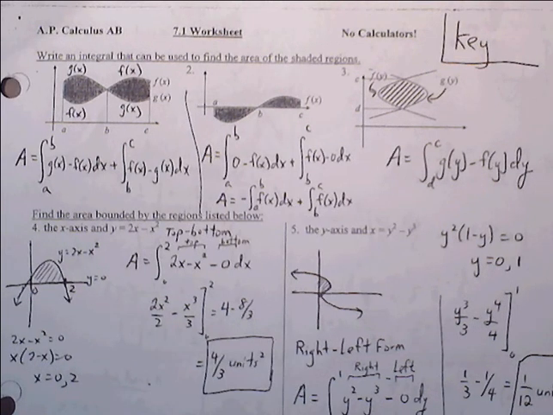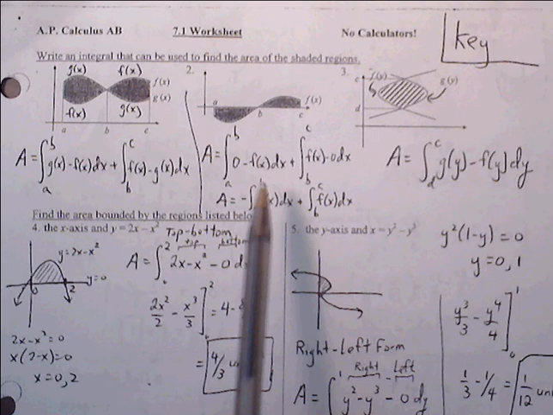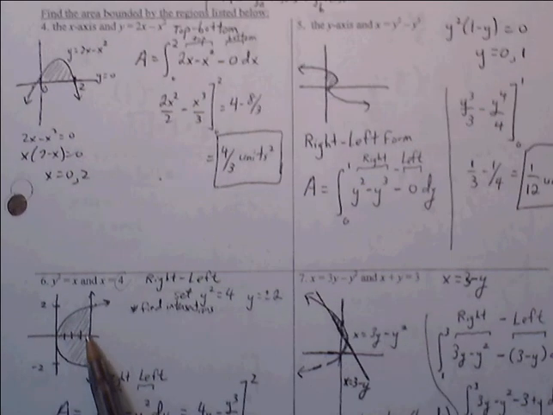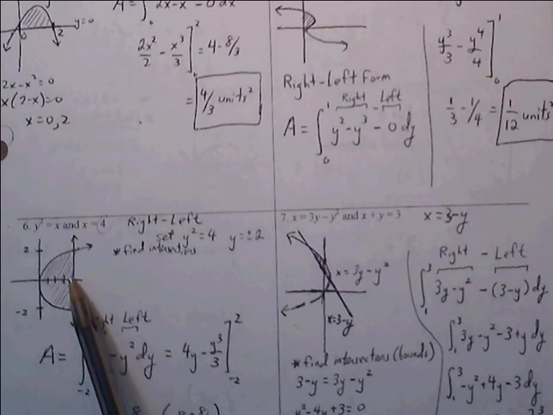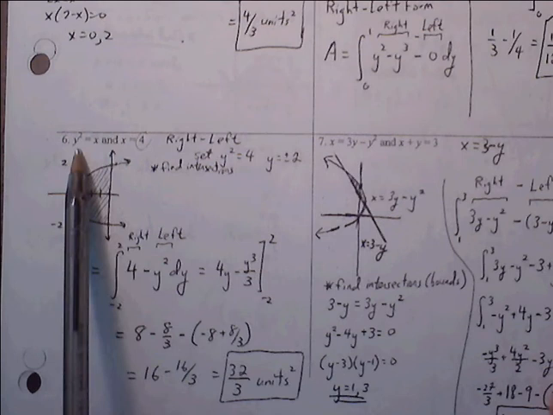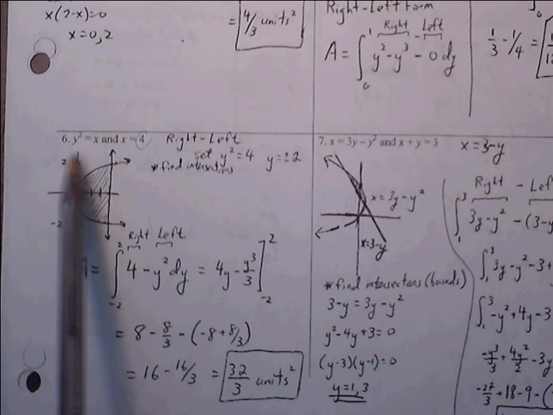We're going to continue with the 7.1 worksheet. We will pick up number 6, at the bottom of the first page. I think the audio in the first video got inadvertently cut out after number 5. So number 6 here, we have y squared is equal to x and x equals 4.